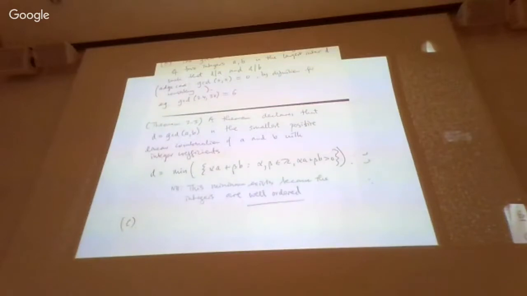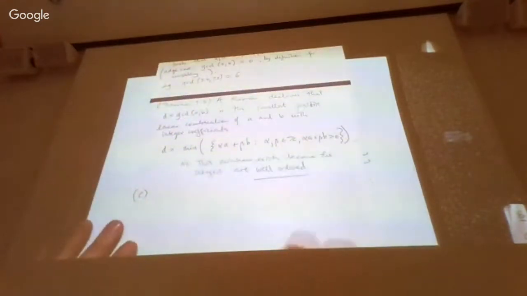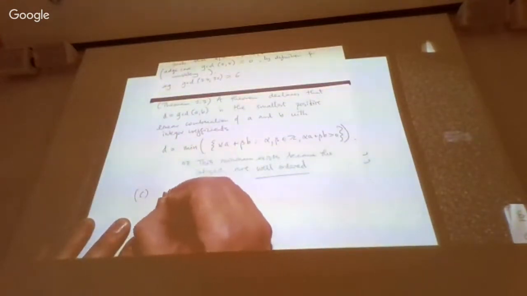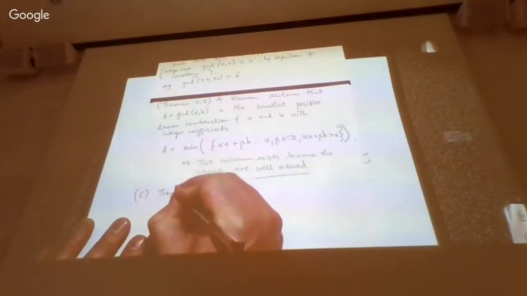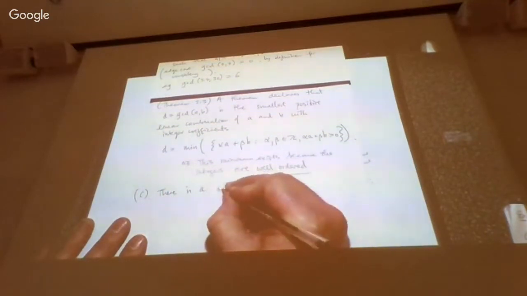Part C. Okay, use the Euclidean algorithm to calculate the GCD of 126 and 36. Give brief explanations for the main steps of the algorithm and explain why the output produced is the GCD. This is more or less the coursework question, isn't it? The first coursework question. Okay, so what would we do here? Well, we want to say there's a sequence of integer divisions.